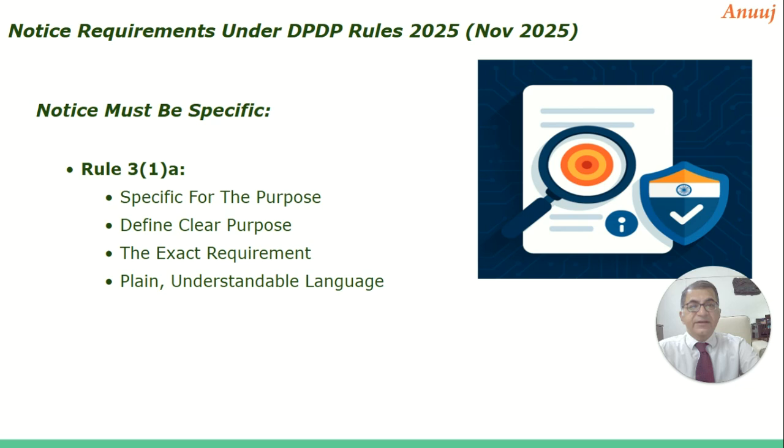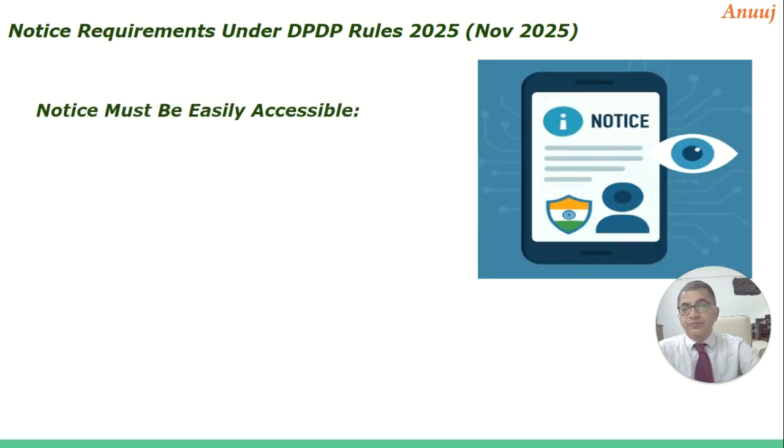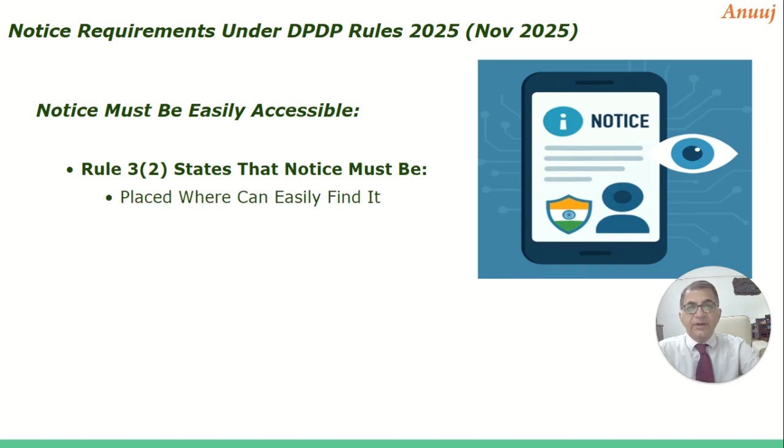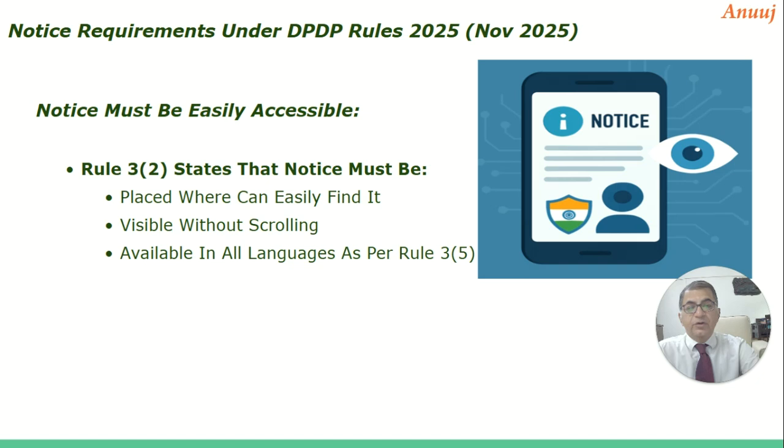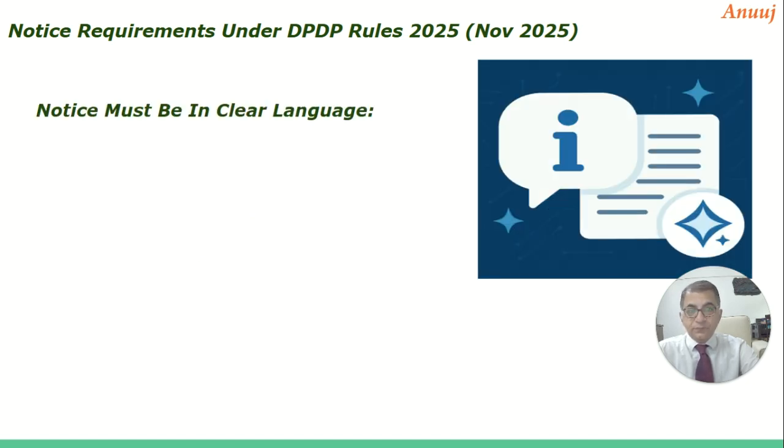It has to be in plain, understandable language, supported by icons if you want. Notice must be easily accessible. Rule 3.2 says that people should not have to struggle to find the notice. They should easily be able to see it; it should be visible. Not so long that you have to scroll a lot. It should be available in all the languages as per Rule 3.5. We'll get into Rule 3.5 also in a short while.